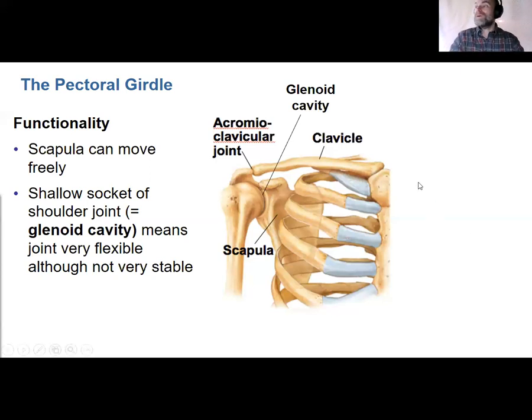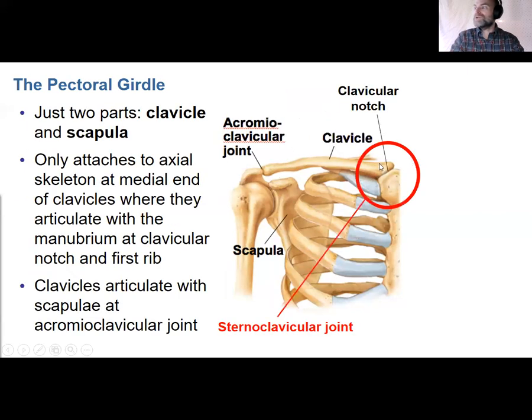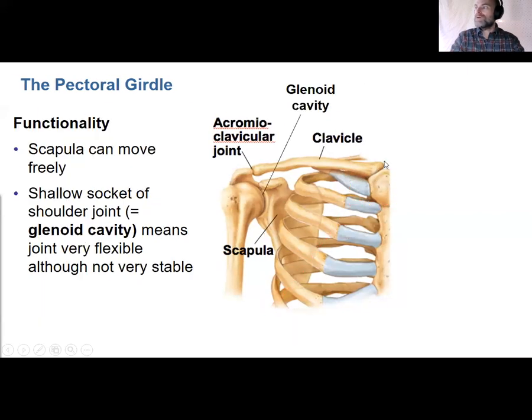So to re-articulate, we've got two bones in the pectoral girdle, the clavicle and the scapula. The clavicle articulates with the sternum at the sternoclavicular joint here. The lateral side of the clavicle then articulates with your scapula at the acromioclavicular joint. Then we have the articulation between the humerus and the scapula, and I'll talk in more detail about this shortly. What I want you to take away right now is the glenoid cavity of the scapula is this shallow cup that provides great flexibility, but not a whole lot of stability.